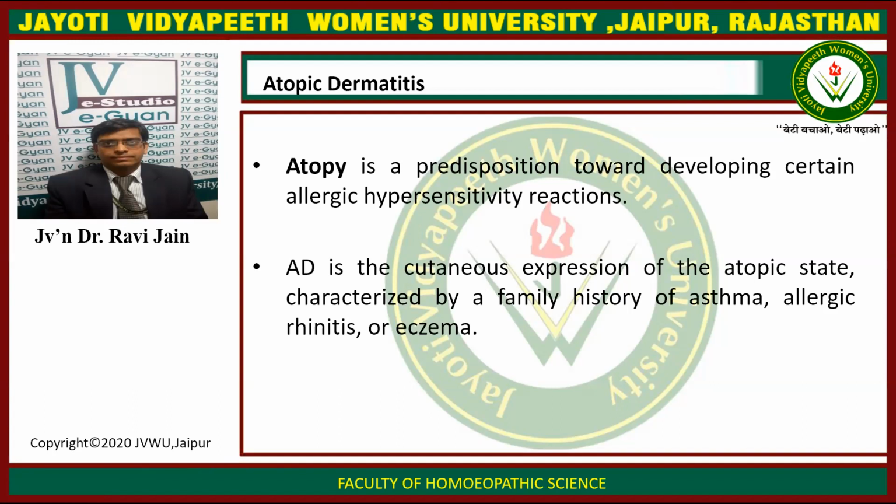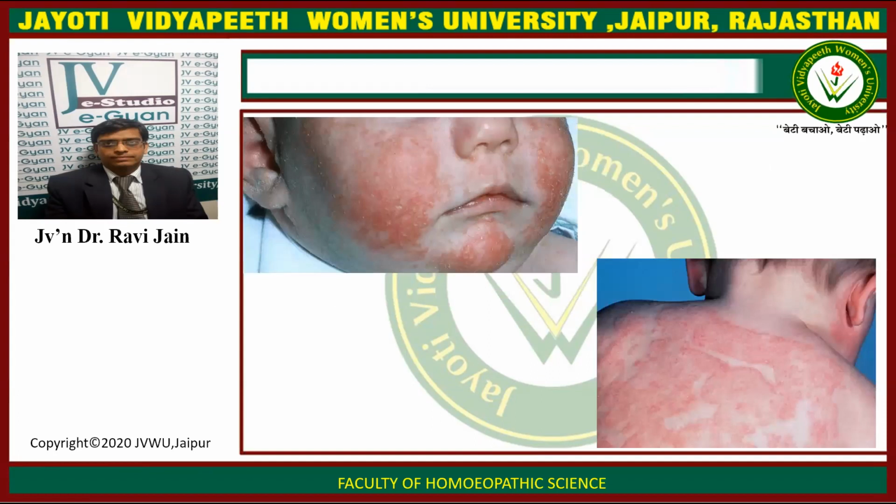Atopic dermatitis is the cutaneous, skin expression of the atopic state, and it is characterized by a family history of asthma, allergic rhinitis, and eczema. This is again atopic dermatitis.